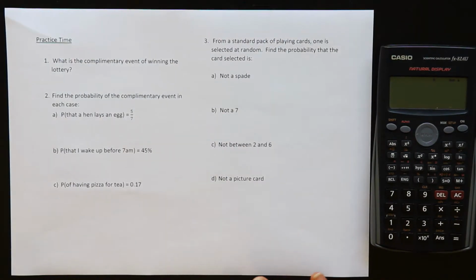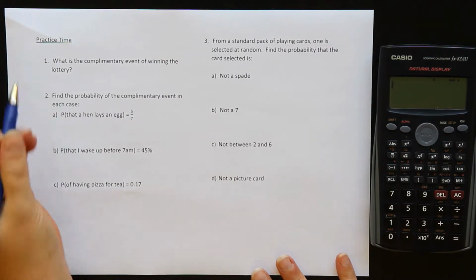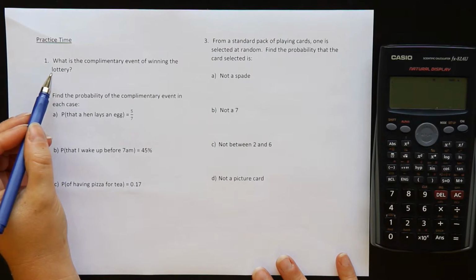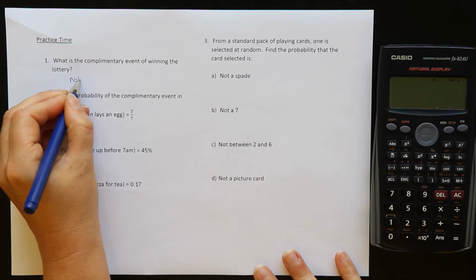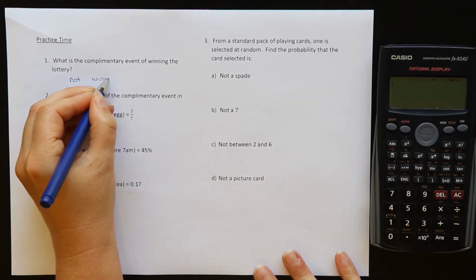Okay, so on this next page here, I have some questions for you to try. Pause the video, try these questions and see if you can remember what we've learnt. Okay, question number 1. What is the complementary event of winning the lottery? All you have to do is write down not winning the lottery.